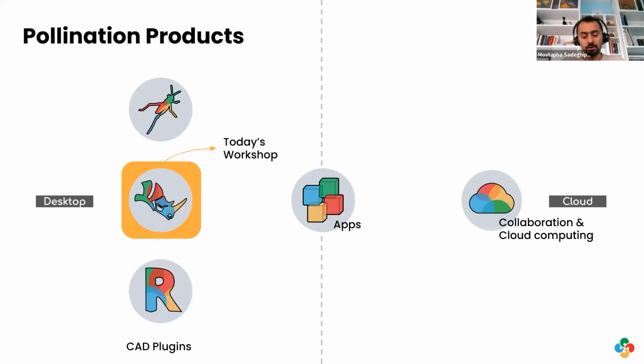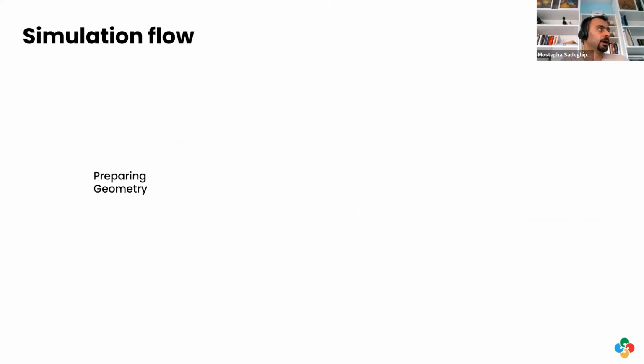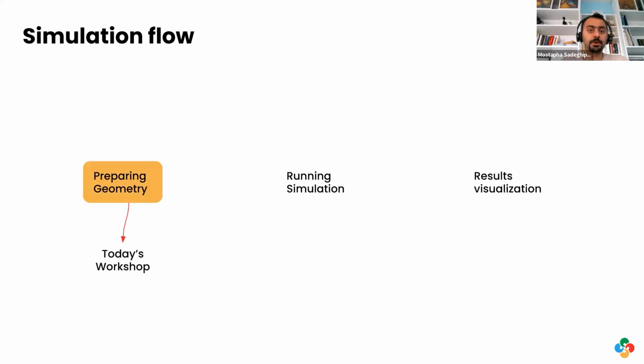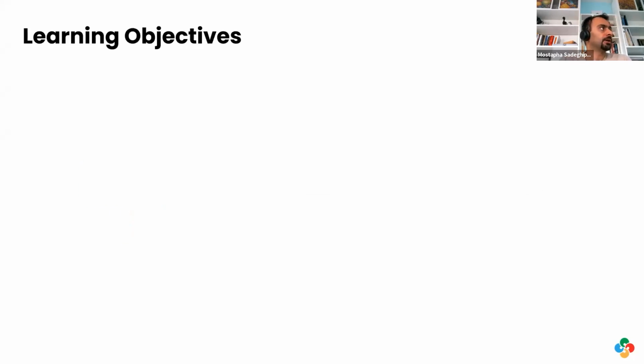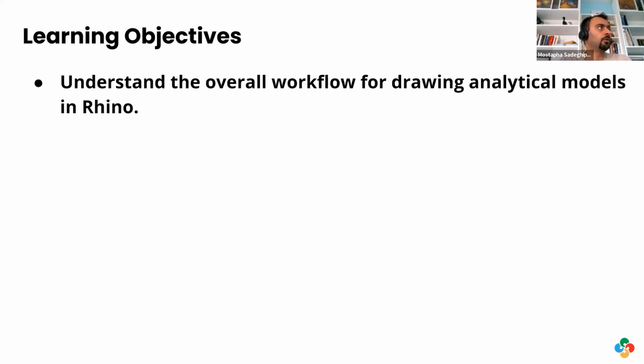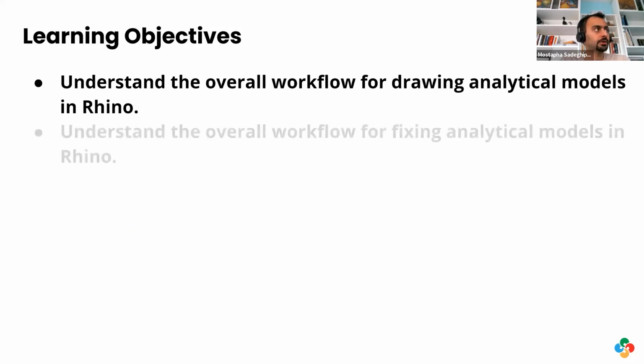My goal, the scope, is to get you familiar with Rhino, and mostly we will focus on preparing geometry. Of course, running simulation is there, result visualization is there, and if there are related questions, we can cover them. But my main concern is geometry, which is a big selling point and why people use the Rhino plugin in the first place. So what are the objectives? I hope you understand the overall workflow for drawing analytical models in Rhino by the end of this workshop.